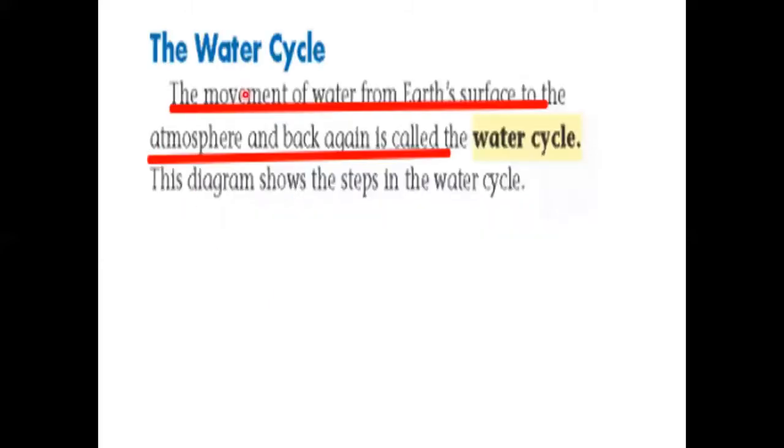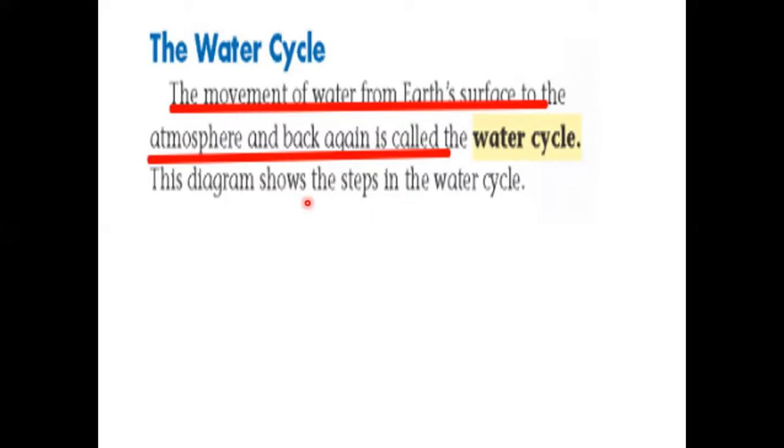Now the water cycle. What is the meaning of the water cycle? The movement of water from Earth's surface to the atmosphere and back again to Earth's surface. What do we call it? Water cycle.